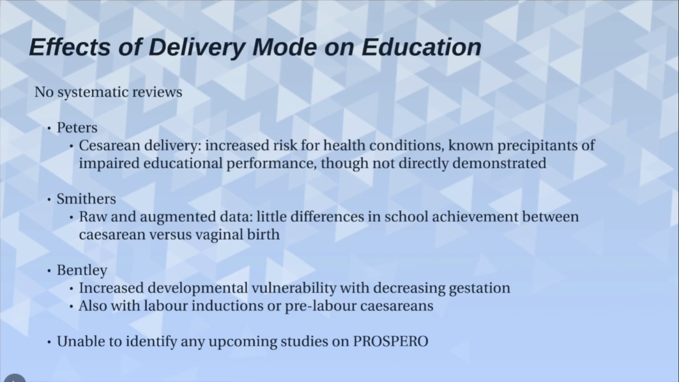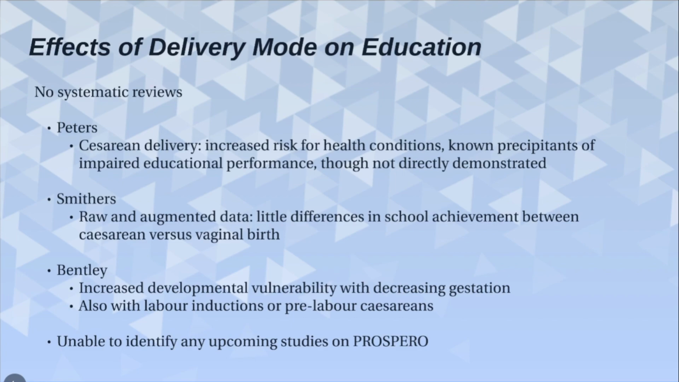Although no systematic reviews were found here, 3 studies by Peters, Smithers and Bentley are important to discuss. Peters, for example, found that children born by caesarean section delivery were at a statistically significantly increased risk for certain health conditions which are known precipitants of impaired educational performance, though this outcome was not demonstrated.